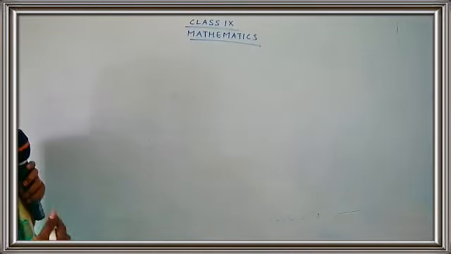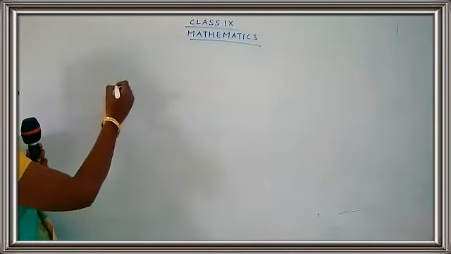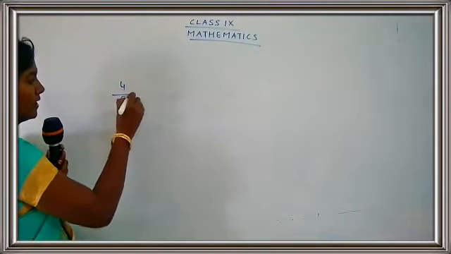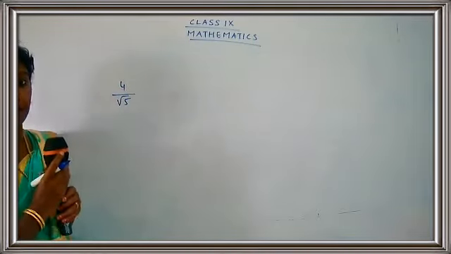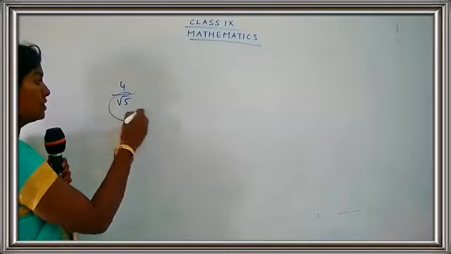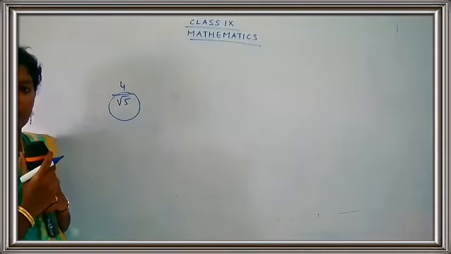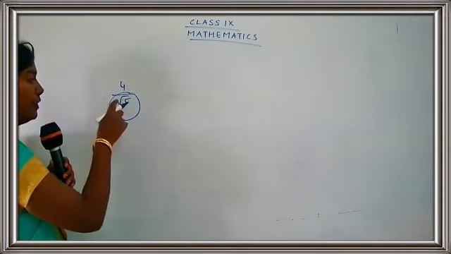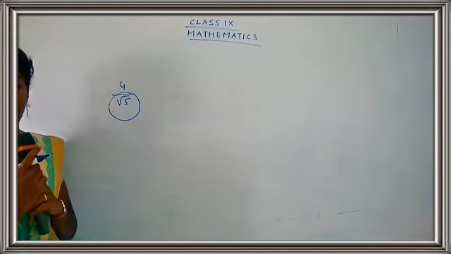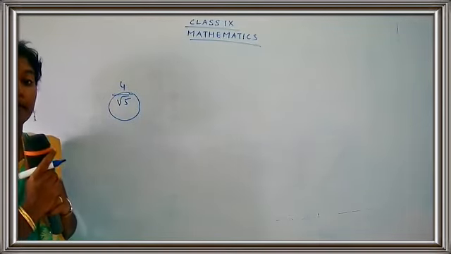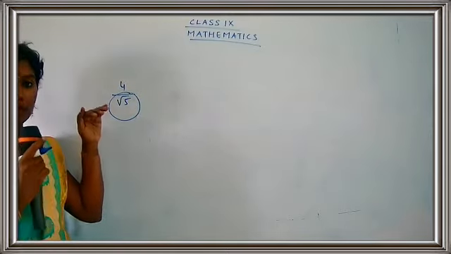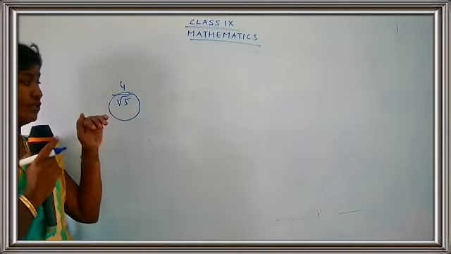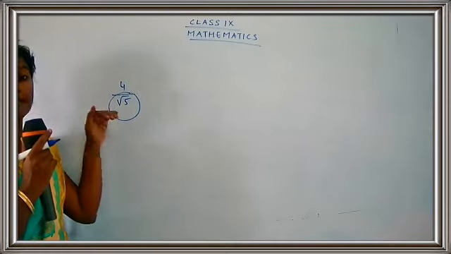Suppose you are being given a fraction. Suppose you have 4 upon root 5. Now, just look at this fraction carefully. You have a root in the denominator part. Mostly, when you solve or simplify the sum, there should be no root in the denominator part. We never keep the denominator as an irrational number. Okay, children, that means you have to keep the denominator as a rational number.